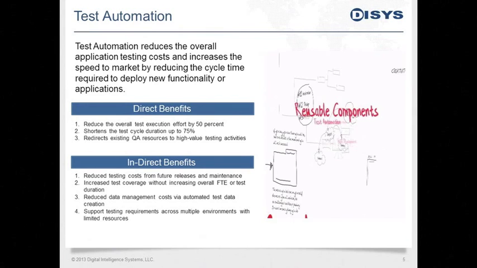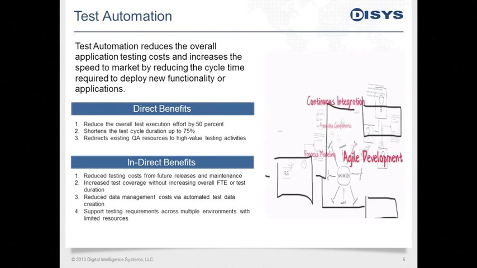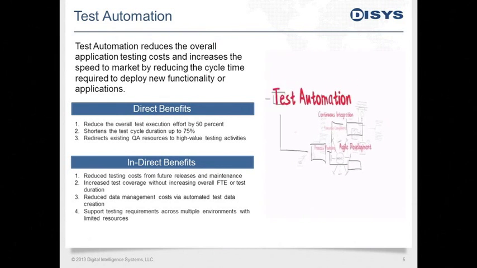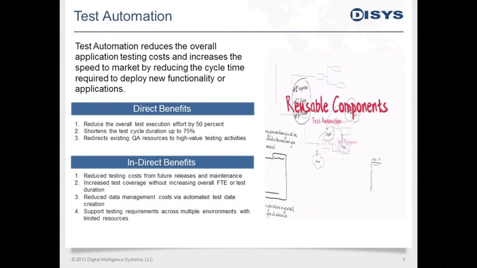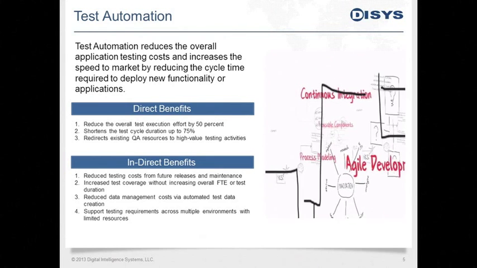Increased test coverage without increasing FTE or test duration. Again, leveraging an automation framework, you can do much more, especially from a data permutation or a variation of data where you can execute tests to cover all your variables.